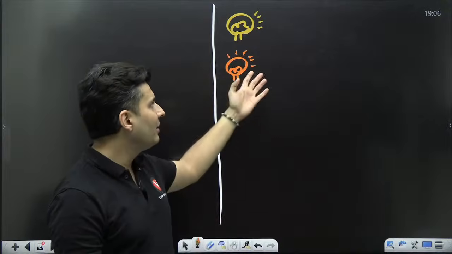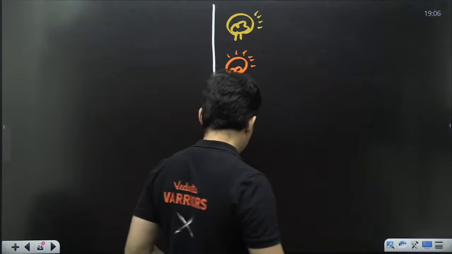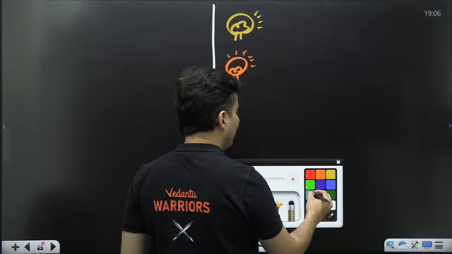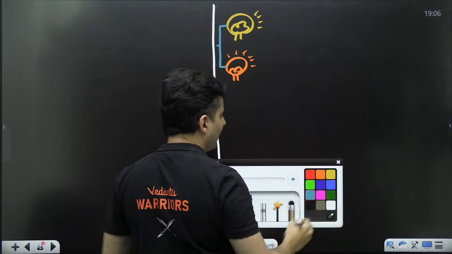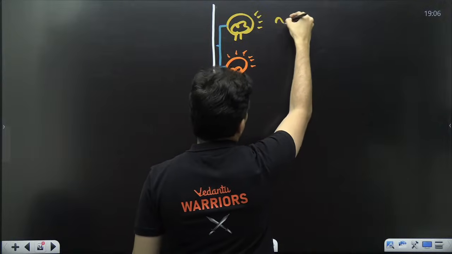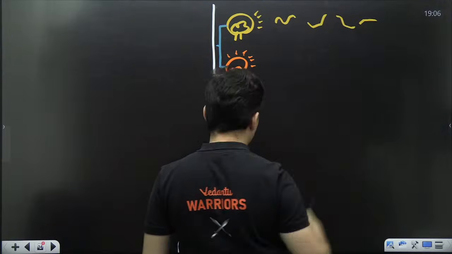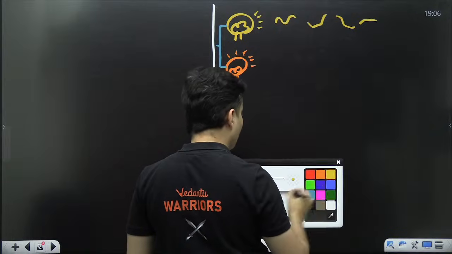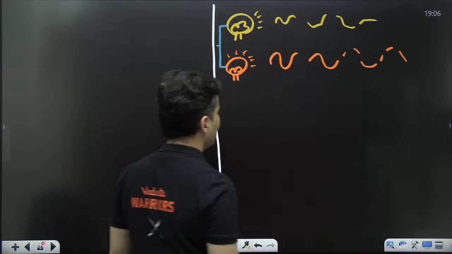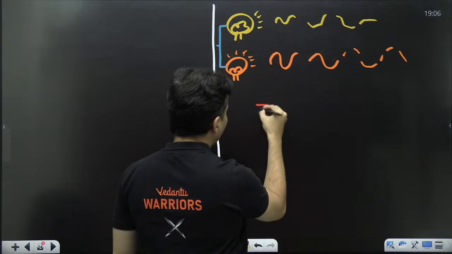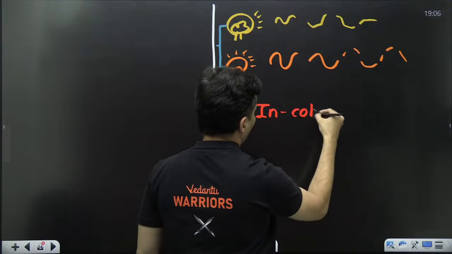I have a feeling they won't be coherent, because even if you connect them with the same wire, it doesn't matter. The emission of light may not be continuous from both. They might be in the form of wavelets. So it is incoherent.